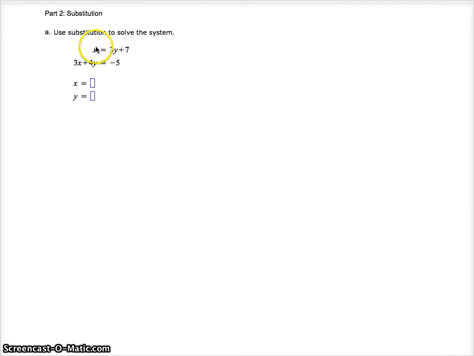We can use substitution when we know we have a variable that can equal an expression. So what I'm going to do is substitute my expression into the second equation for that variable. Since I have x equals 3y plus 7, I'm going to substitute it into the next equation for x. So we're going to substitute the expression into the other equation.